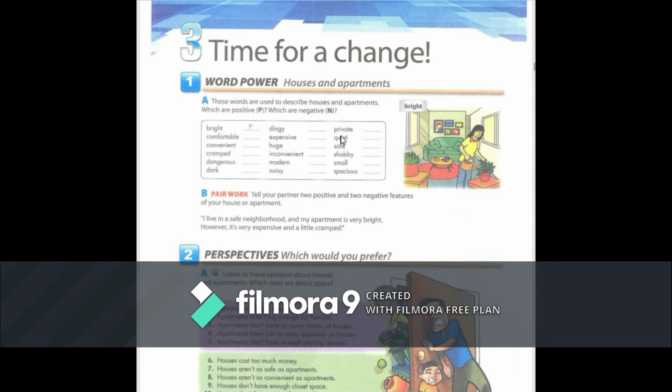Okay, private. Private is a positive thing. You want kind of privacy, you want to spend your time alone, something like that. So it's private, that's a good thing. So we consider it as a positive description. Comfortable, we consider it as a positive thing as well. Okay, expensive. Expensive obviously is a negative description because no one likes expensive houses. Only the rich people may afford this kind of houses and apartments, but most of the people can't afford this kind of houses, so expensive is a negative thing.